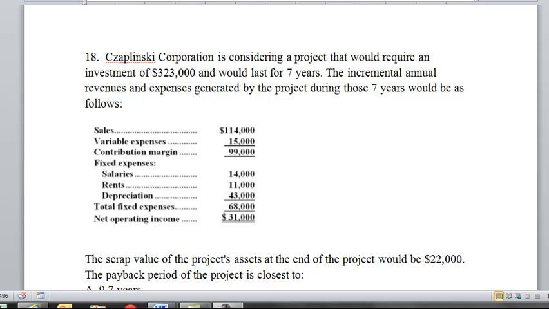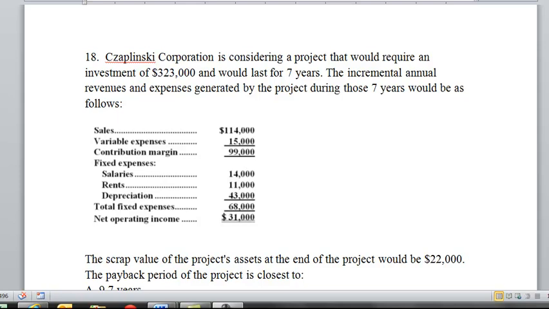This recording will give you some examples of some typical calculations you will see in capital budgeting. The first one, number 18, is considering a project that requires an investment of $323,000 and would last for 7 years. The incremental annual revenues and expenses generated by the project during those 7 years would be as follows.